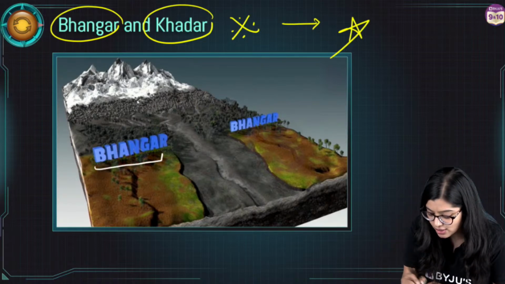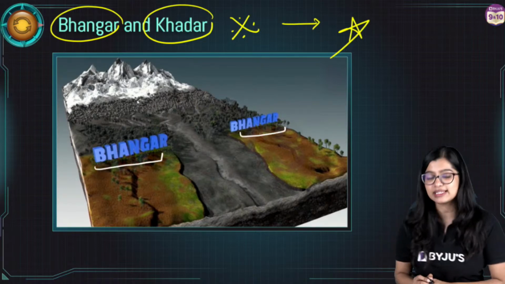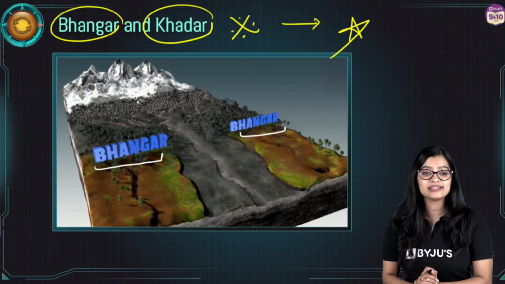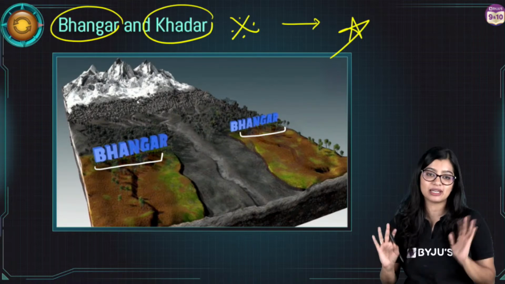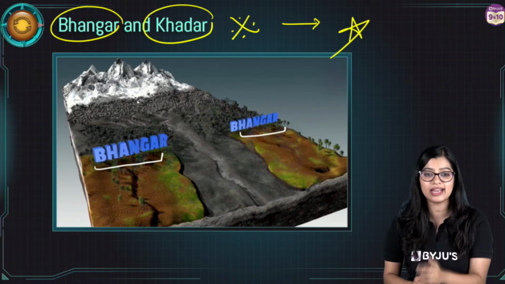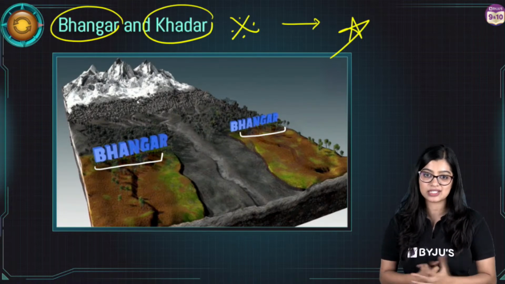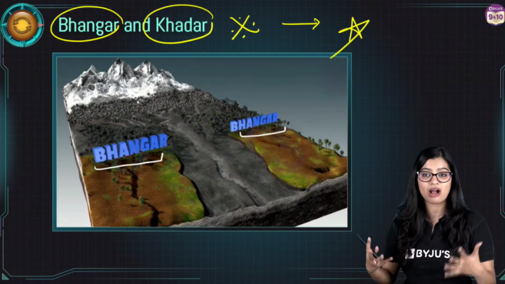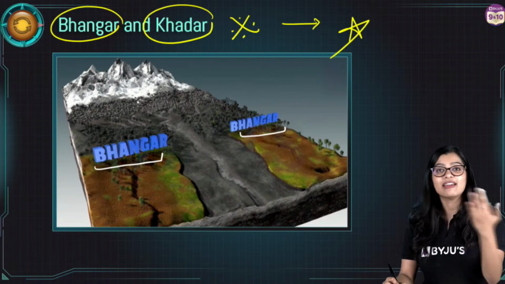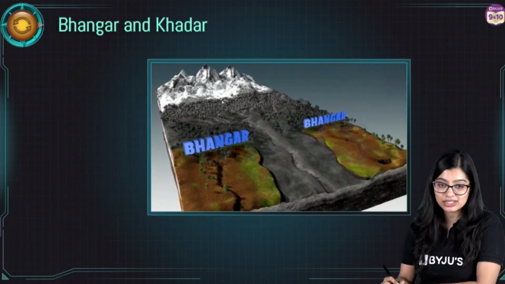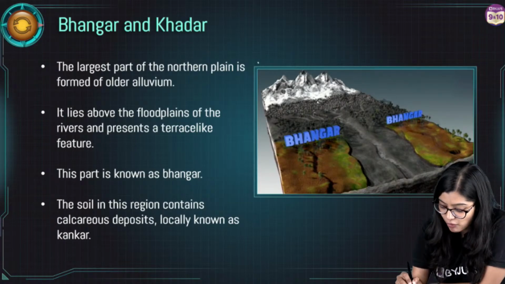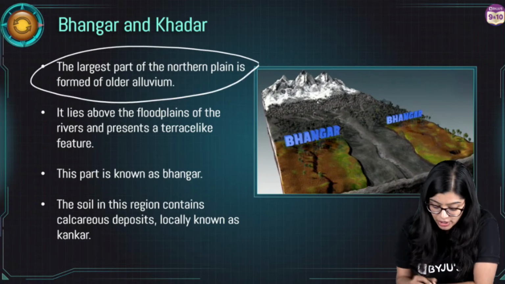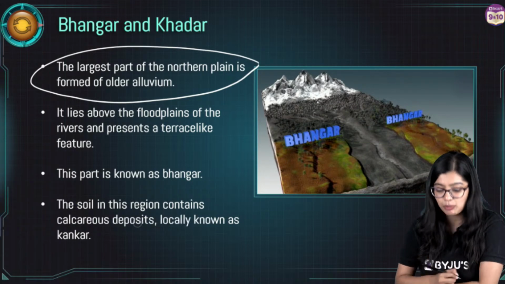So, as you can see, this is your Bhangar region, right? My pronunciation could be 95% wrong because they are Hindi words, right? So it could be Bhangar regions as well. Correct me if I'm wrong. Anyway, coming back, we have our Bhangar regions, and we see that this forms the largest part of the northern plains, right?